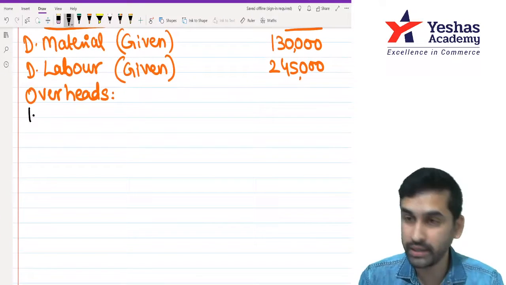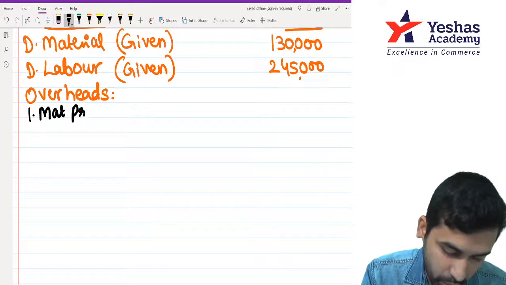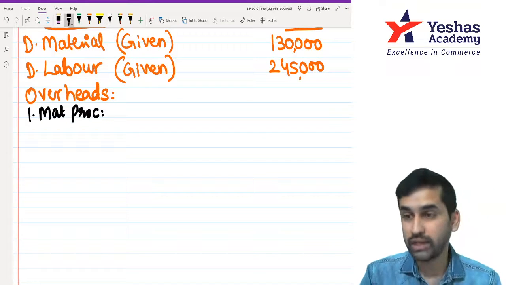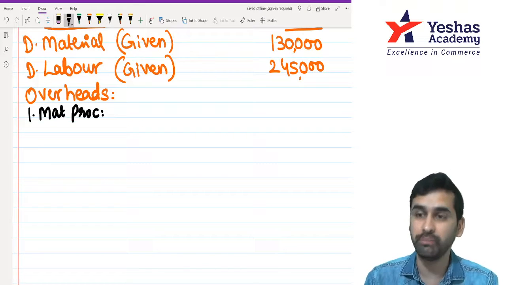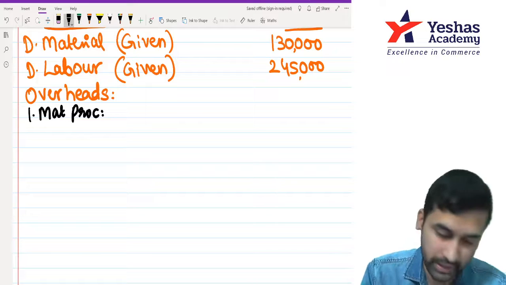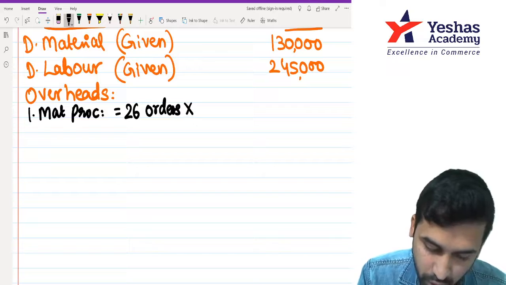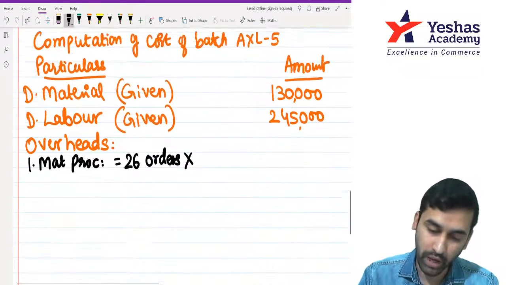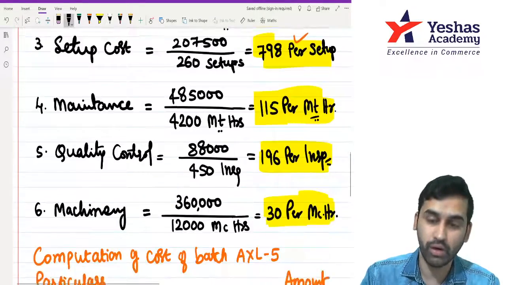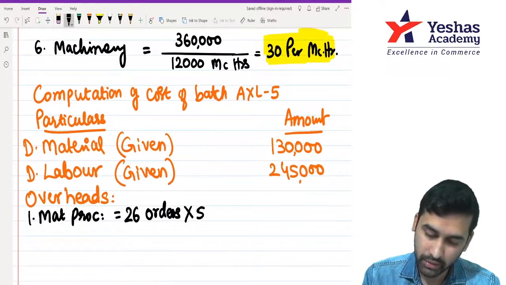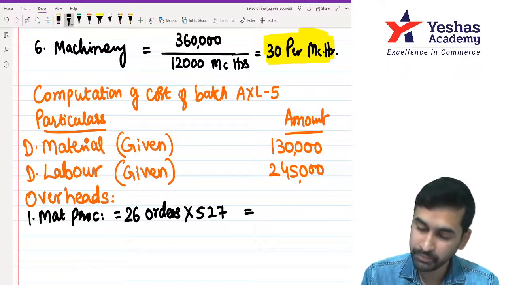Overhead, which is the first overhead, material procurement. In the question table, they have given material order, but that material order is a cost driver. The department name is material procurement only. Correct. 26 orders. Do we know how much is the cost per order? Yes. Go up. In your working note 1 you have done 527 rupee per order. So multiply this by 527. 26 into 527.